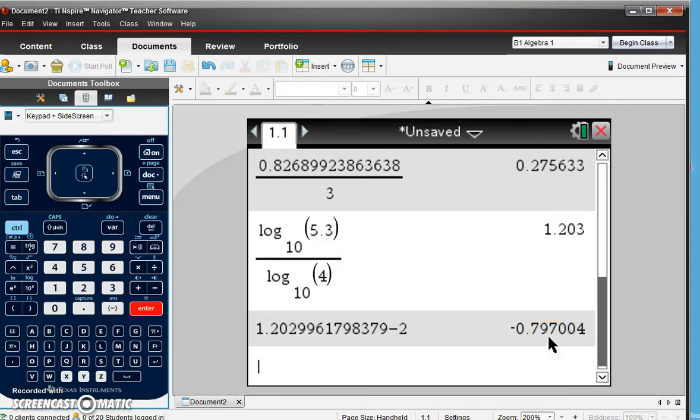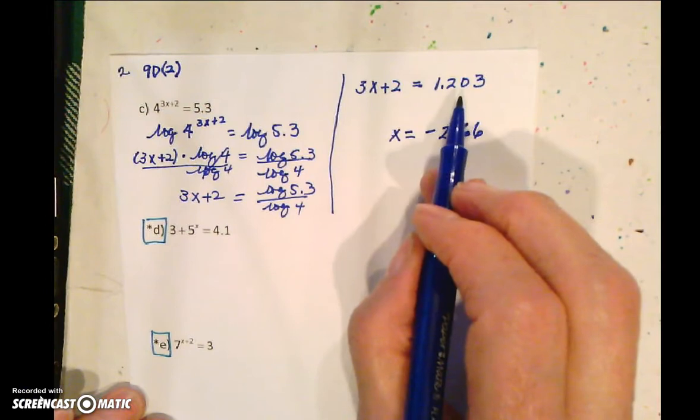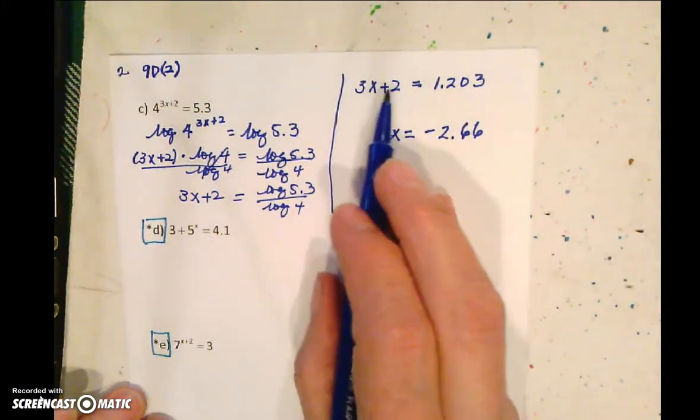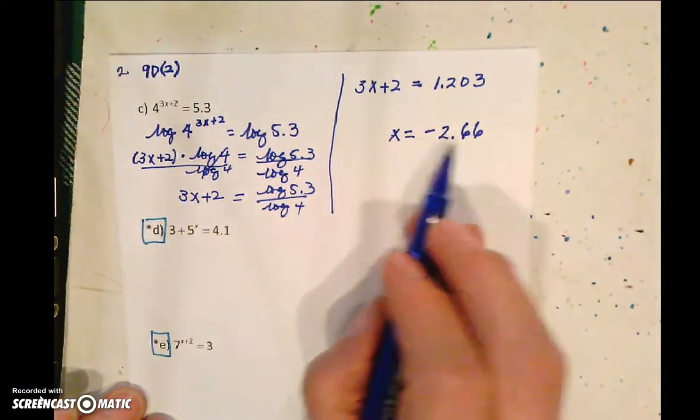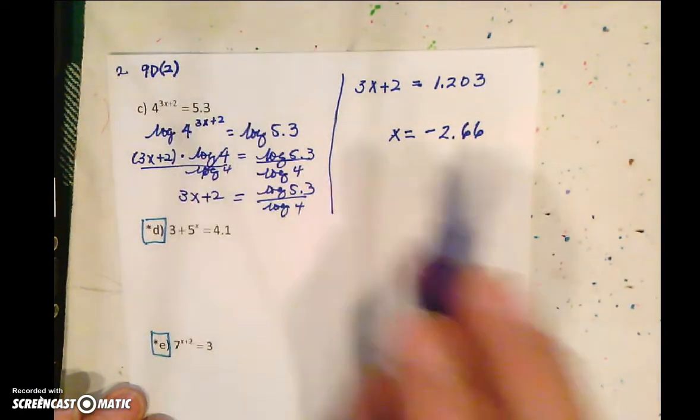And I'm going to divide both sides by 3. So control answer, we want to divide it by 3, enter, and I get negative 0.265, which is going to round to negative 0.266. So I'm going to put that in my notes. All right, so here you have this is equal to 1.203. Subtracted 2, divided by 3, and I ended up with a negative 0.266. And again, you can plug it in over here and check it out.